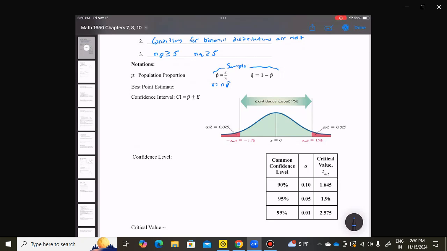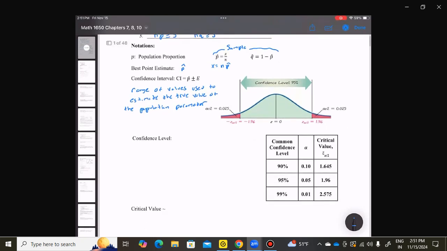Your best point estimate is going to be that p hat, and we're going to build the confidence interval by adding and subtracting the margin of error. Now, the confidence interval, which I'll abbreviate CI, is the range of values used to estimate the true value of the population parameter. In this case, it's going to be the proportion. We'll also look at when it's the mean. But it could be other things, could be standard deviation, which we won't get into. We have a confidence level. This is the percentage of all possible values that can be expected to include the true population parameter.